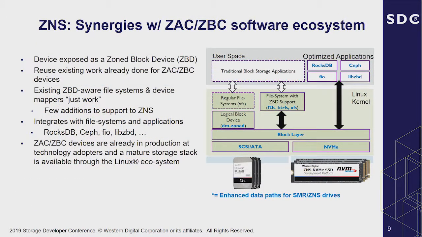And with this new interface, you need host software, right? But we don't want to reinvent the wheel here. We have a working ecosystem already for SMR, and we reuse the plumbing already done for zoned block devices. So that'll make existing zoned block device-aware file systems and device mappers just work once we've made the small additions and adaptations for ZNS. And it will integrate very well with SMR support in RocksDB, Ceph, FIO, and libzbd. Some of this is done already, like FIO, and the rest we're working on.